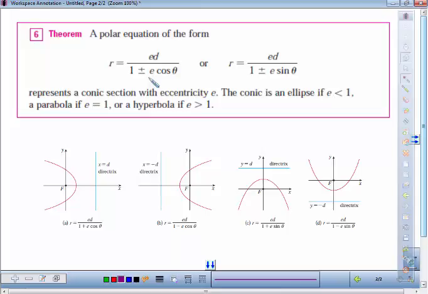All right. Here are some examples of possible forms of the lines opening up either left or right or up or down, and your choice of positive or negative sines or cosines.